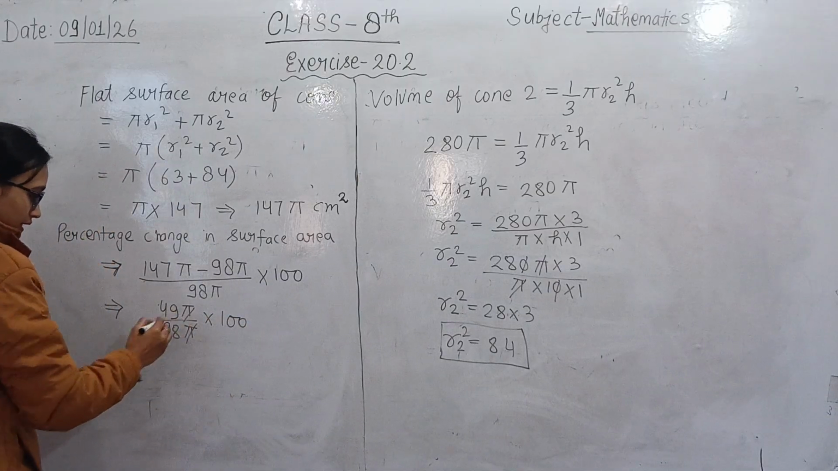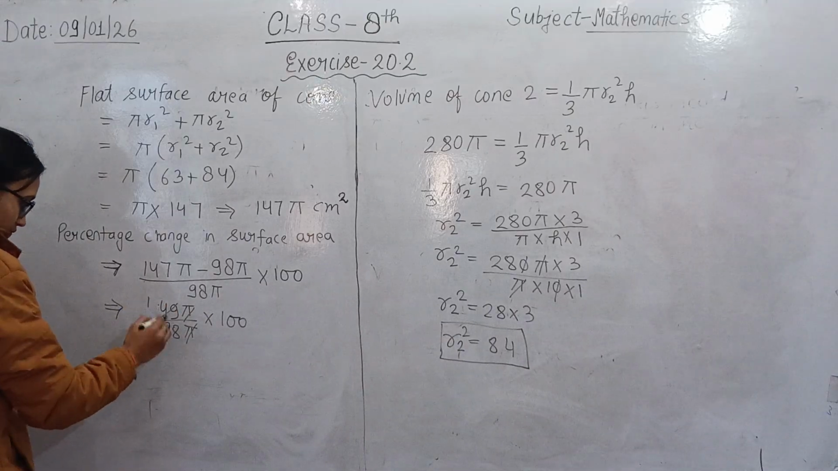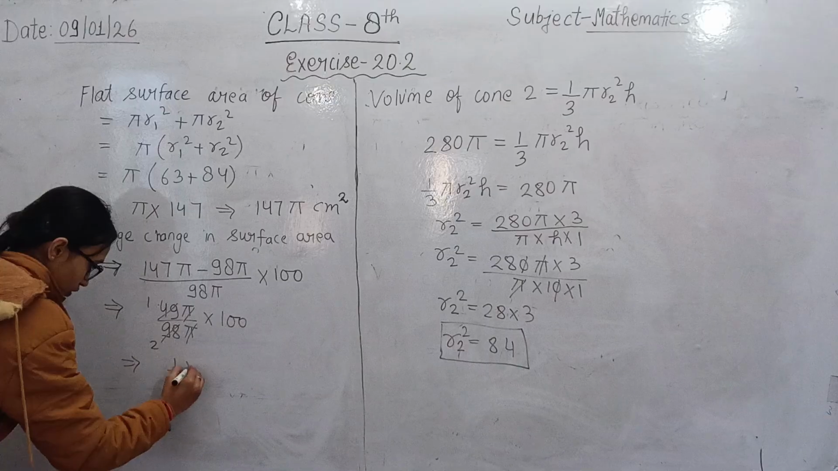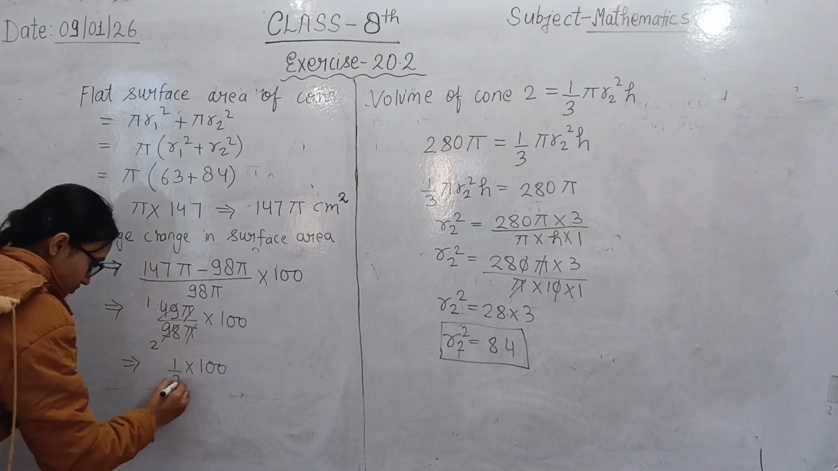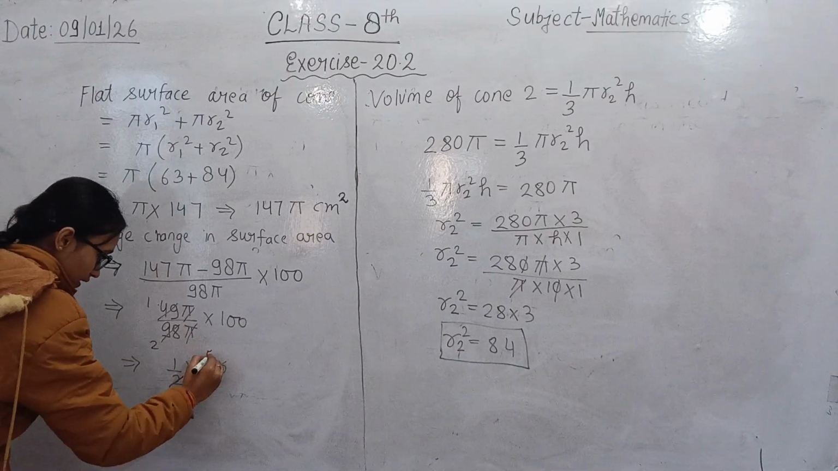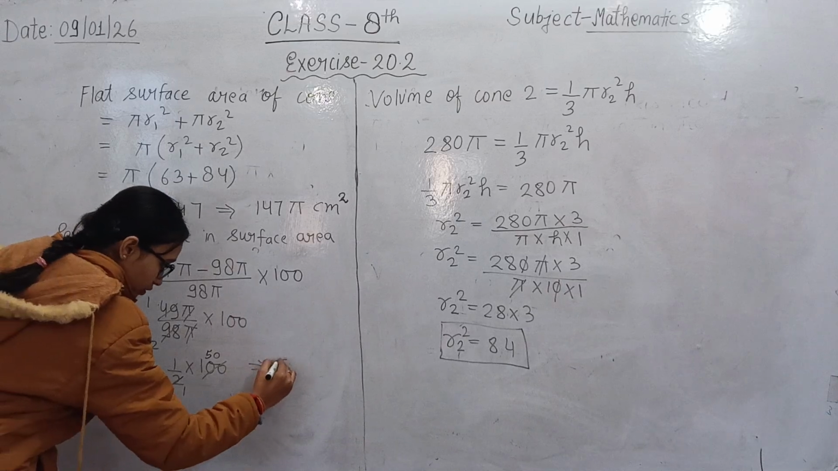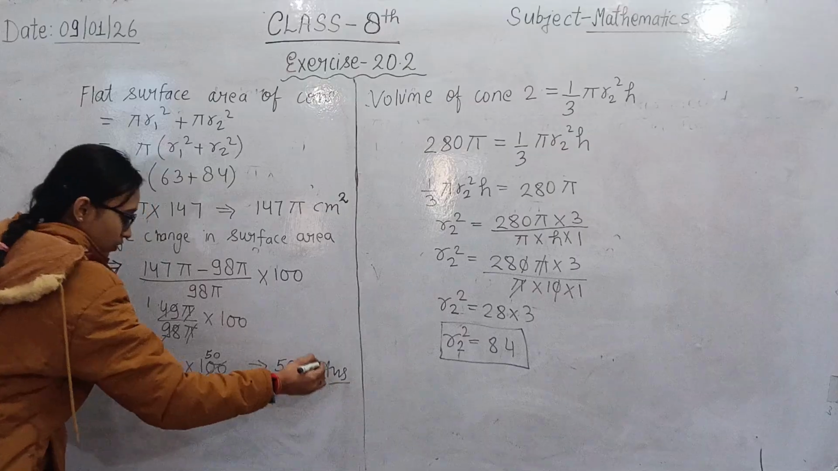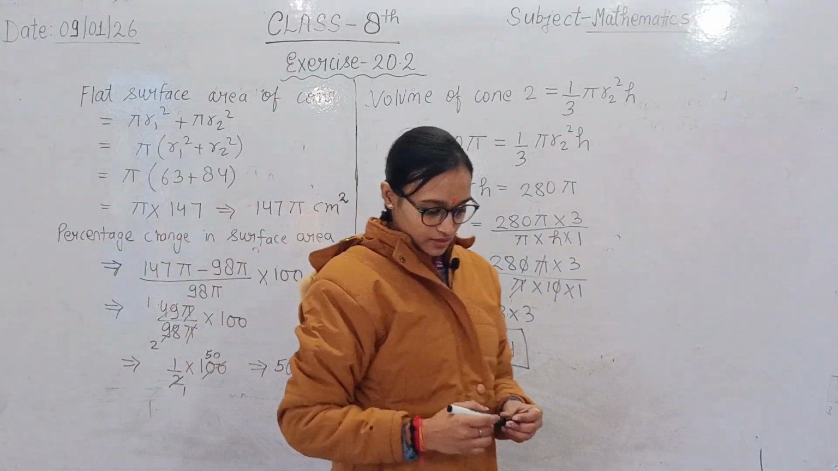Pi and pi will get cancelled out. 49 ones are 49, twos are 98. So it will be equal to 1 upon 2 multiplied by 100. 2 ones are 2, 2 fives are 10, 0. It will be equal to 50 percentage. So this is the answer of question number 8.